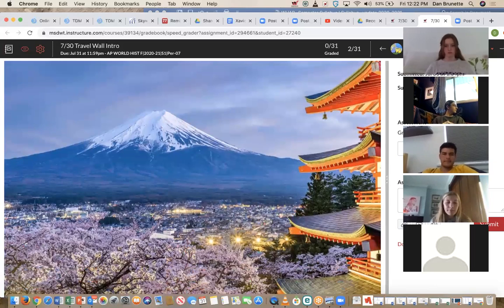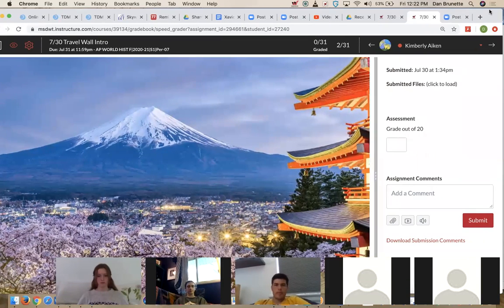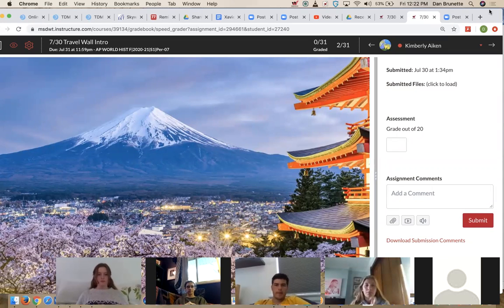Mount Fuji in Japan. How do you think that'll change how you view culture? It'll be a totally different culture, so I think it'll affect me a lot.